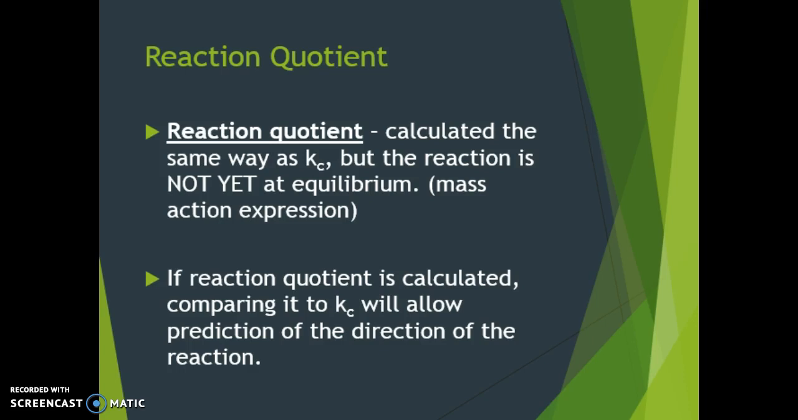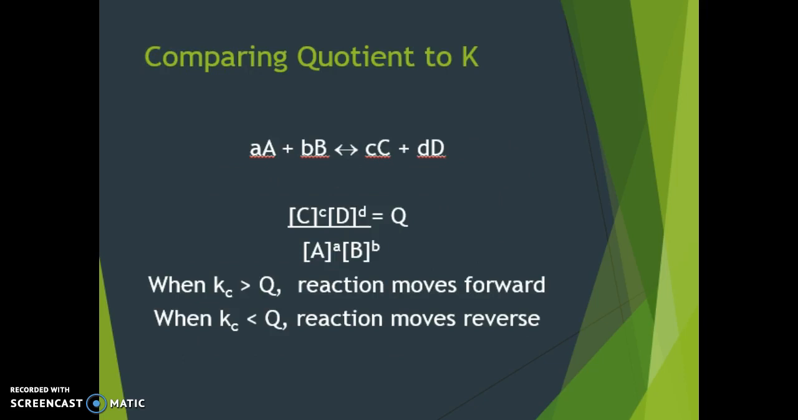So let's take a look at what this Q reaction quotient actually looks like. Let's take a look at this cute little equation. A plus B makes C plus D. And just like Kc, you'll notice that the equation for Q, the reaction quotient, is calculated exactly the same way, where you have the concentrations of the products above the concentration of the reactants.